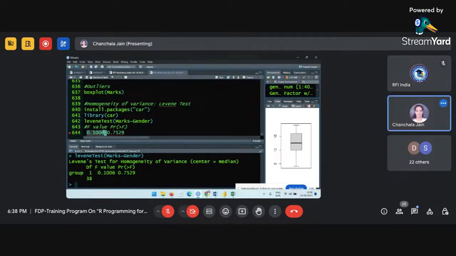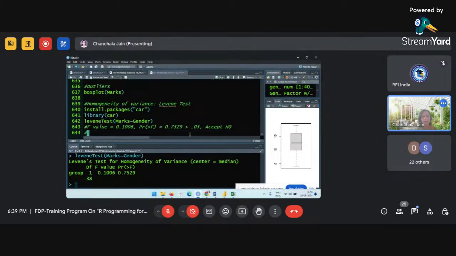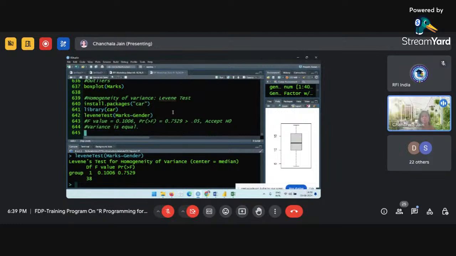So this is your F value. And this is your p value, which is greater than 0.05. If it is greater than 0.05, that means we are going to accept the null hypothesis of Levene test, which says that variance is equal. Right? So that means all the assumptions we have checked, and you can see in here it is working properly. There is no problem.